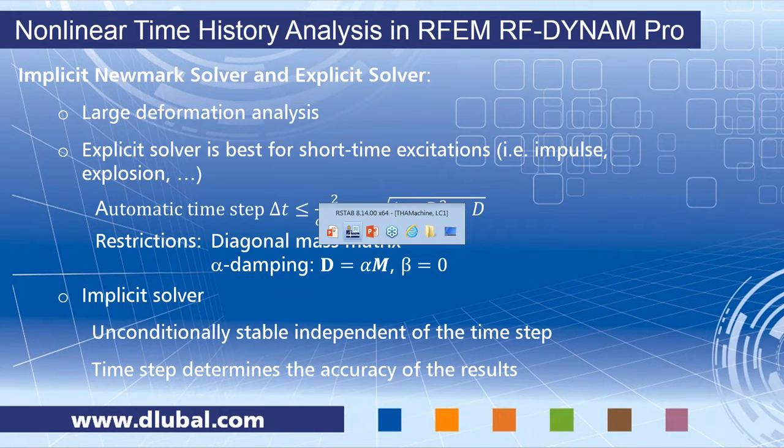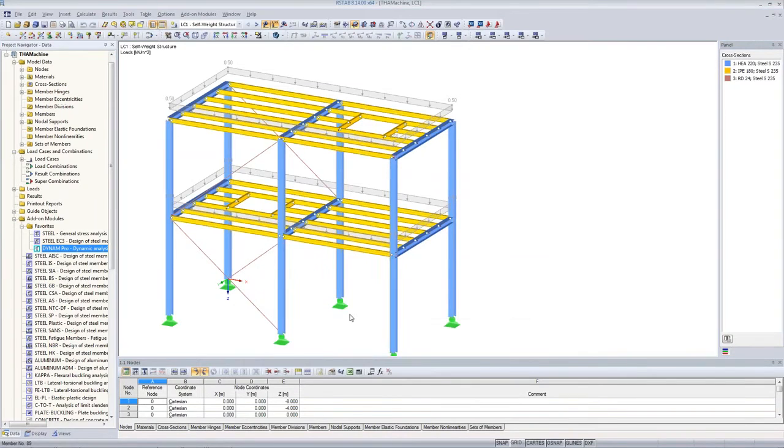So let's jump over to RSTAB directly, and that's the structure we are looking at. Some of you might know it. It's the example that we have in the manual. Here we perform a linear time history analysis, and today we will do some different case studies and perform also nonlinear time history analysis. So that's a simple steel structure.